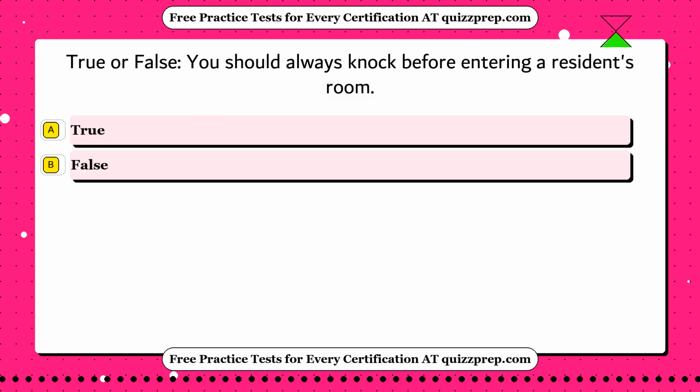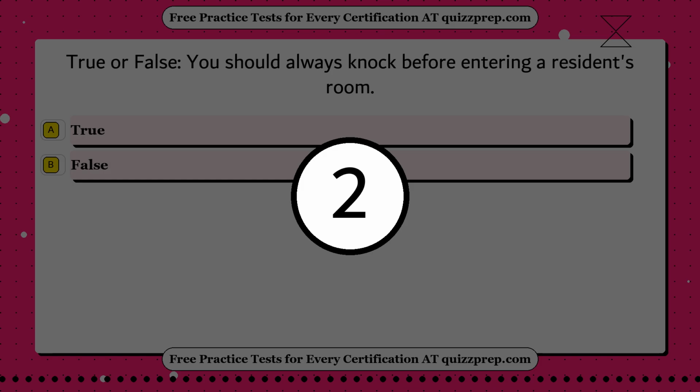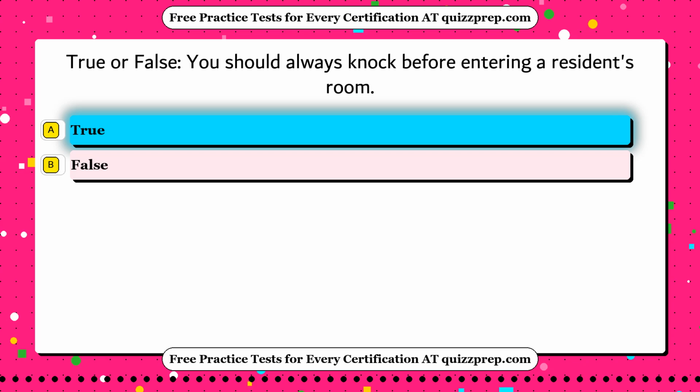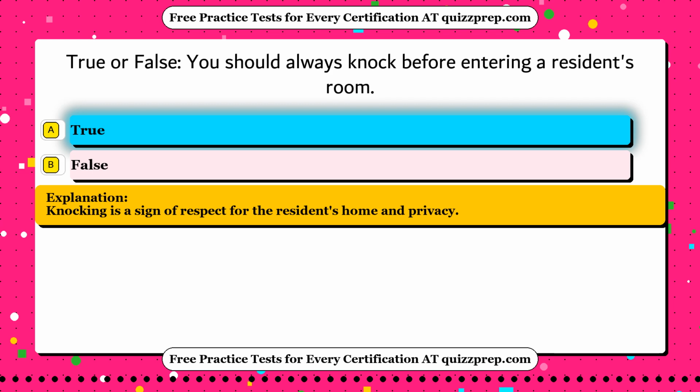Question 122. True or false, you should always knock before entering a resident's room? Option A, true. Option B, false. The correct answer is option A, true. Knocking is a sign of respect for the resident's home and privacy.